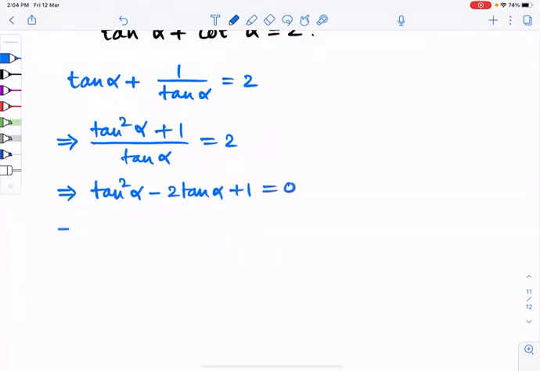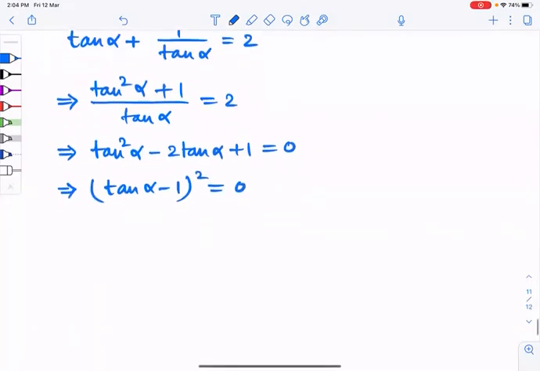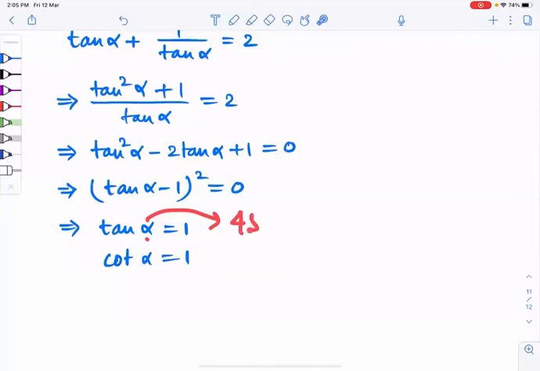And this is like a quadratic equation. You can easily say that it is tan alpha minus 1 whole square, a minus b whole square formula. By that, we can easily say that tan alpha value is nothing but 1. If tan alpha value is 1, then cot alpha value will also be 1. Why? Because if tan alpha is 1, alpha is 45 degree or pi by 4. So cot alpha is also 1.